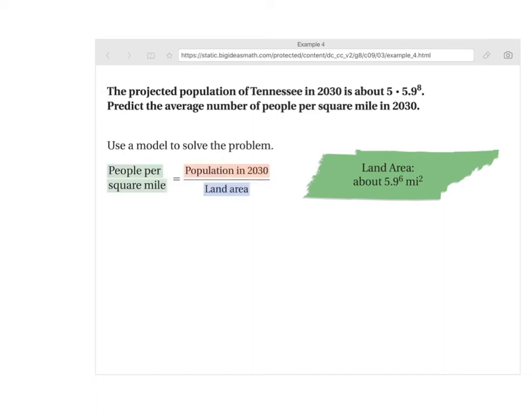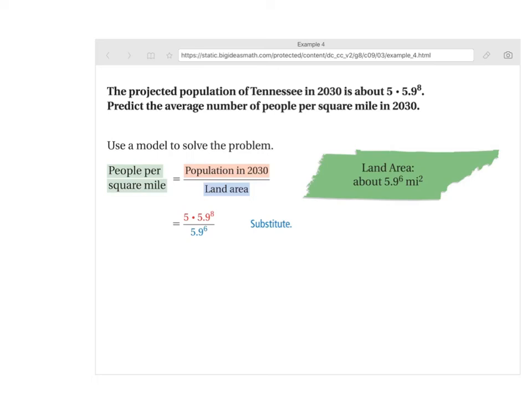Okay, so what do we know the population is? Up here at the top, it told us that in 2030, they estimate it to be about 5 times 5.9 to the power of 8. So you're going to divide that by how much land we have, which is 5.9 to the power of 6. Same bases on the second half. So this 5 at the front, we're not going to do anything with because it's a different base. Well, we'll do something at the end when we solve it because we actually have to solve this problem. But let's deal with the powers first.